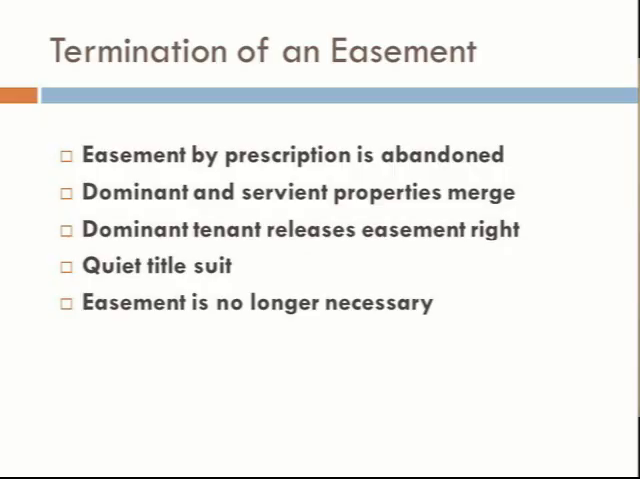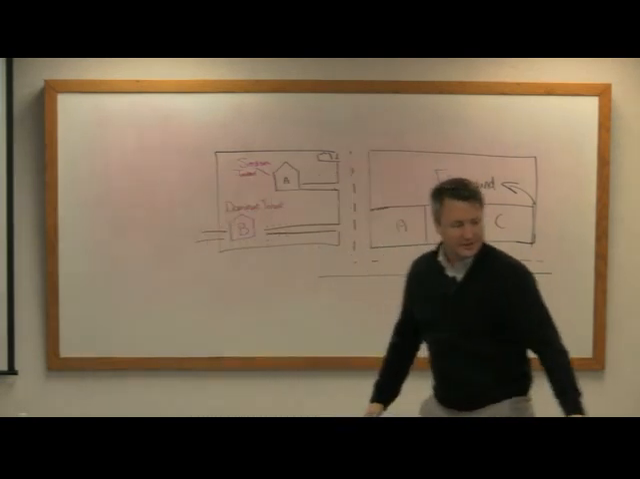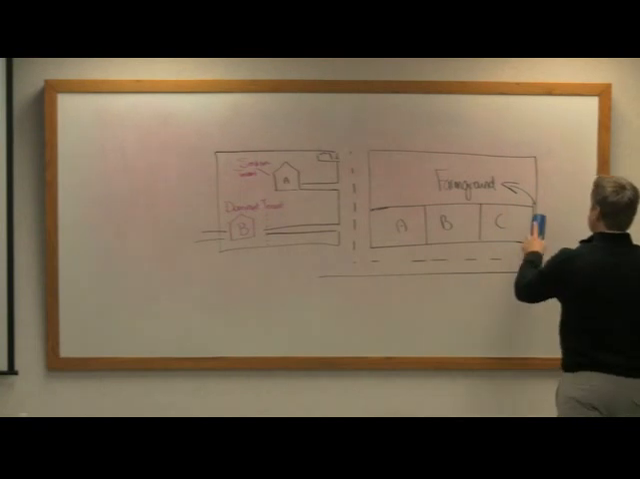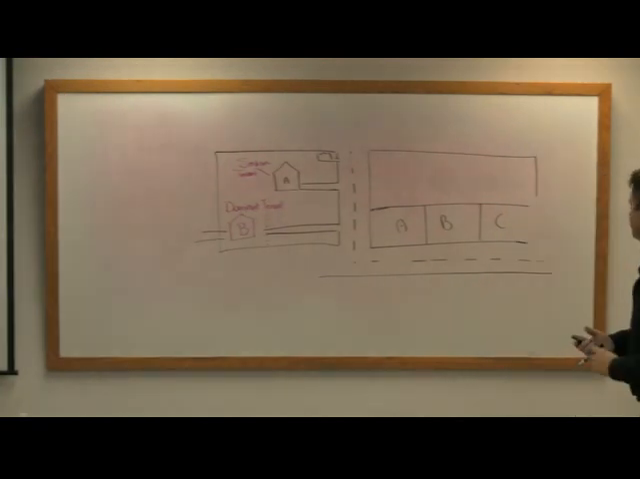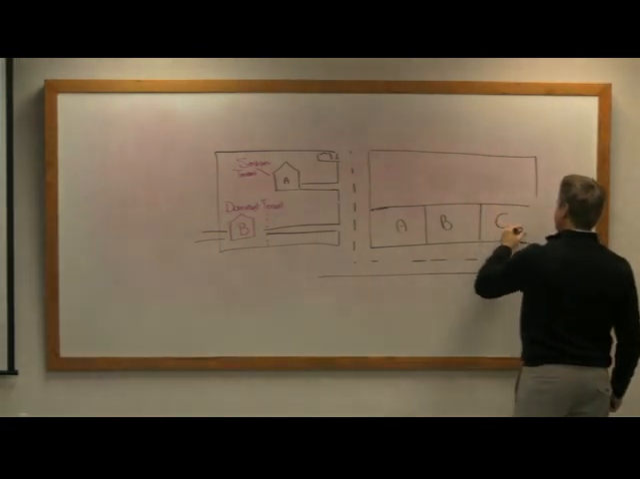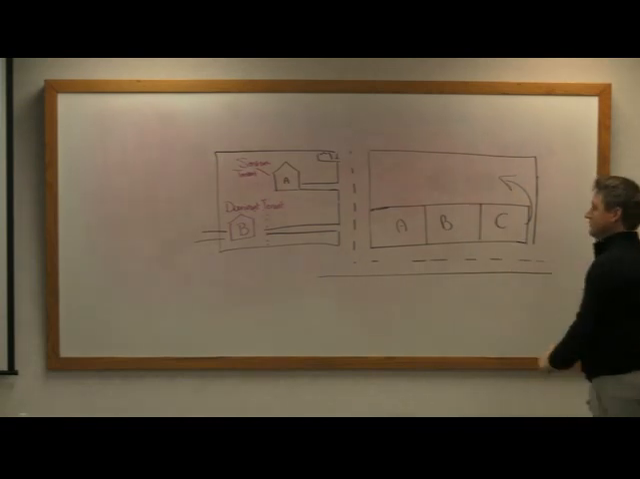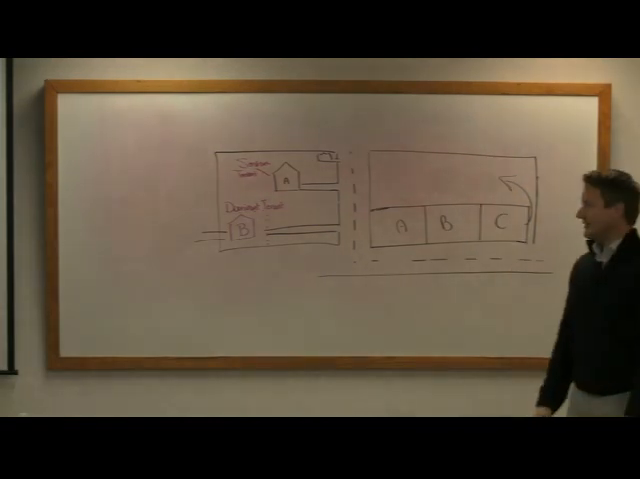Quiet title suit, that's how we, through the easement by prescription, get the property. Or the easement is no longer necessary. So over on this easement by reservation example that we had with the farmer, let's say the farmer ends up selling the rest of the farm ground to C. Let's say C buys it, and now C owns it all. So it's no longer necessary to have that easement.